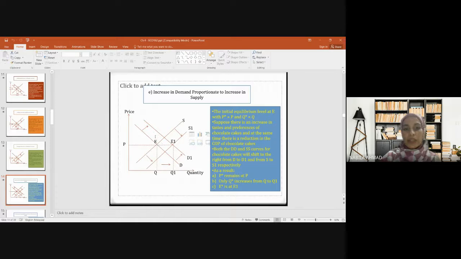So this is the initial level. P is price at P, quantity at Q. So when there is an increase in taste and preference, demand will shift to the right from D to D1. And when the cost of production reduces, supply will shift to the right from S to S1. Okay, so they shift simultaneously, by the same distance. So D1 intersects with S1 at E1 here. So price is unchanged but quantity increases to Q1.